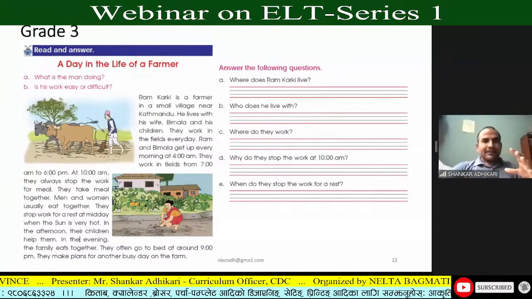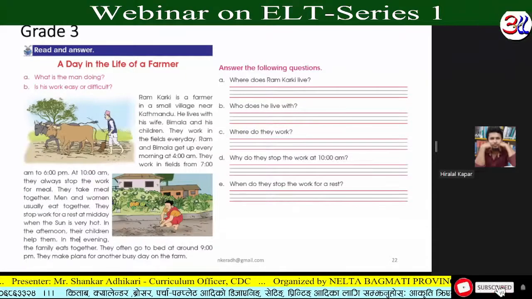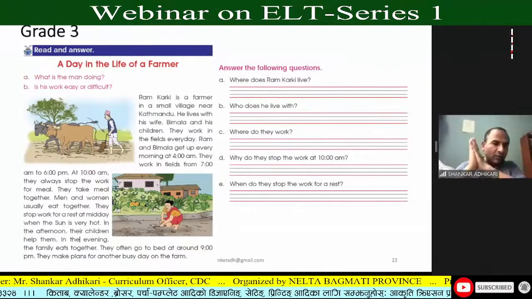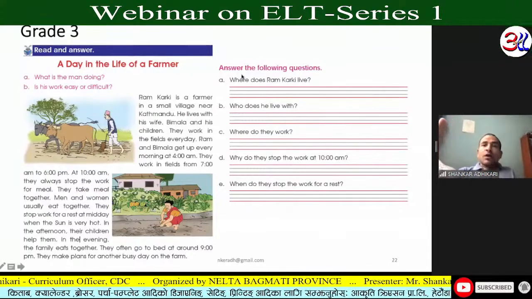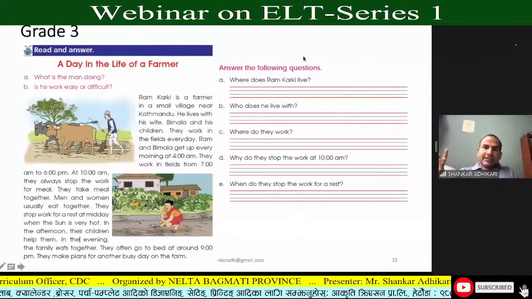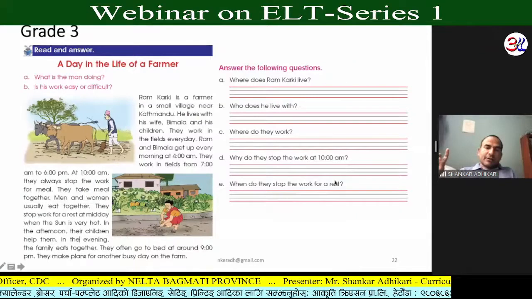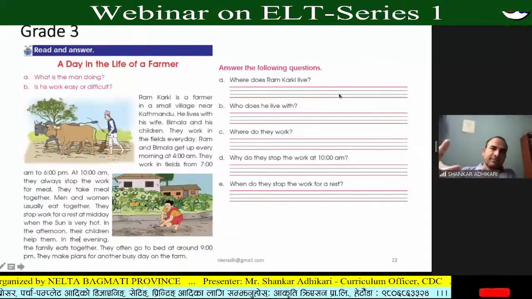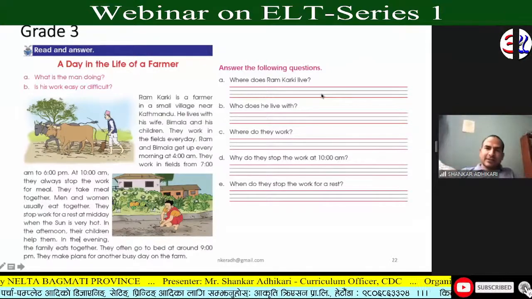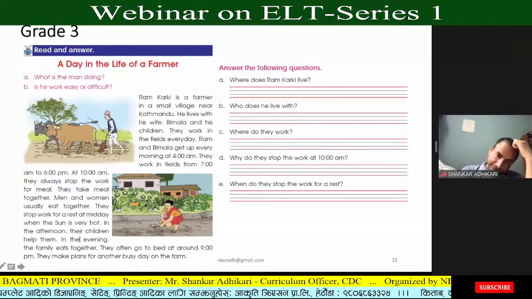And then before you give them another task, there are lots of ways of doing that. And the last question: these are the comprehension questions. So how do you treat these comprehension questions? Can somebody tell me?